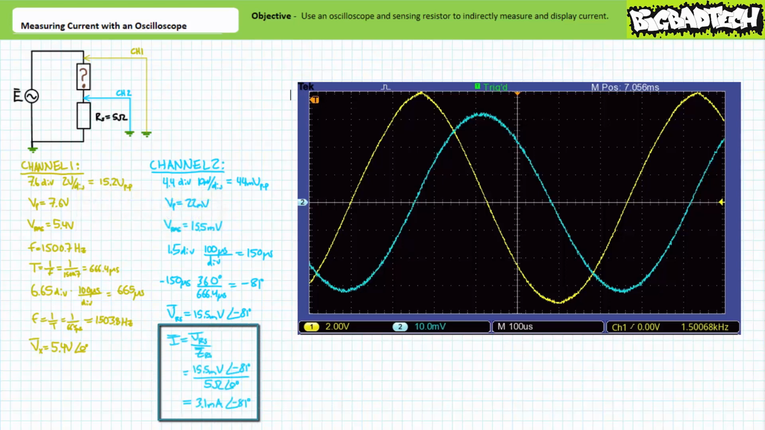Ohm's law shows us that the current through the 5 ohm sensing resistor is a voltage phasor of 15.5 millivolts at an angle of negative 81 degrees over the complex impedance of 5 ohms at an angle of 0 degrees. The calculation yields a current of roughly 3.1 milliamperes at an angle of negative 81 degrees. If we wanted to, we could use this same scaling factor to derive other properties for the indirect means of measuring and displaying current. However, we got what we need.